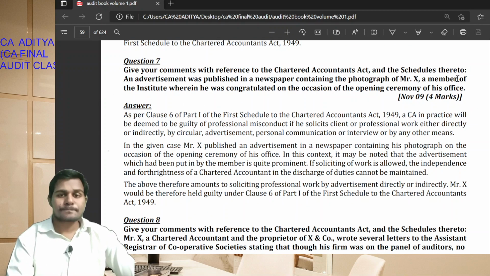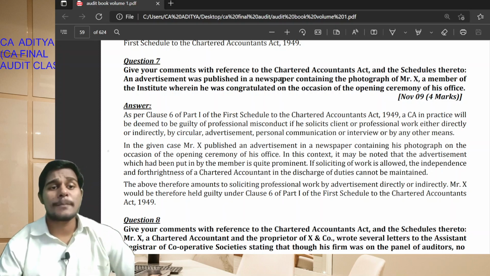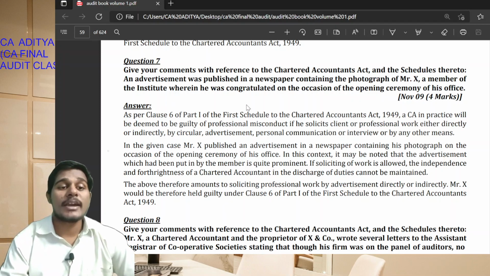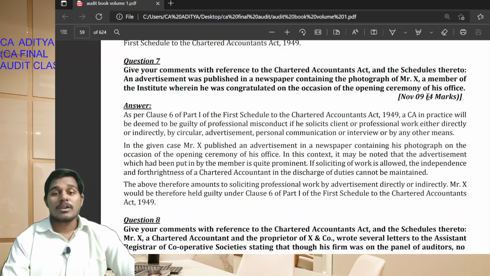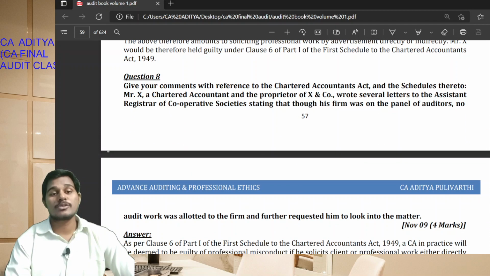Okay students, an advertisement was published in a newspaper containing the photograph of Mr. X, a member of the institute, wherein he was congratulated on the occasion of the opening ceremony of his new office. See students, publishing in a newspaper will be prohibited as he has given his photograph on the occasion of the opening. So, this will amount to professional misconduct as per clause 6 of Part 1 of the First Schedule to the Chartered Accountants Act.